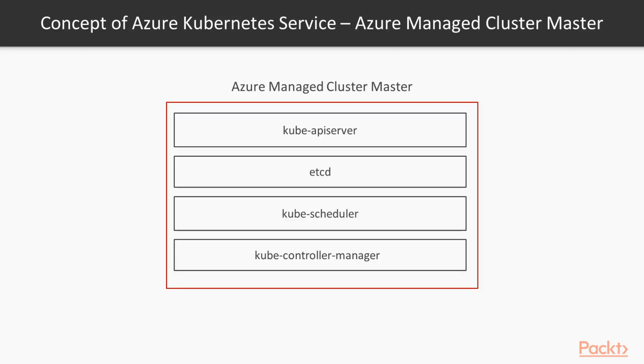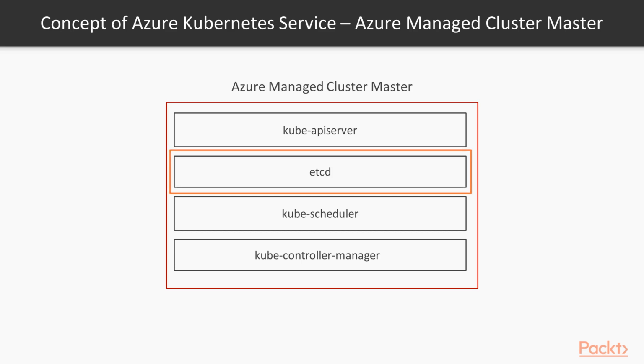Just like in Kubernetes, the Azure managed cluster master has the API server along with the three processes that make Kubernetes communicate with the nodes. Kube API server is how the underlying Kubernetes API is exposed. This component provides the interaction for management tools such as kubectl or the Kubernetes dashboard.